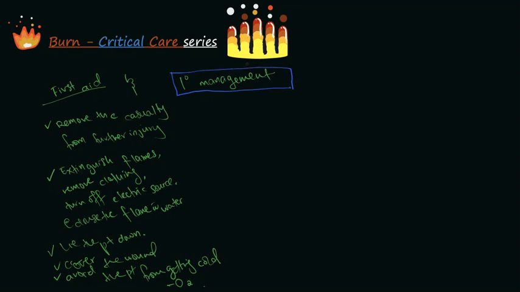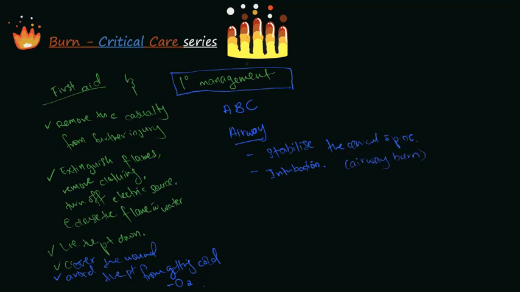Next comes the primary management. Always go back to ABC: the airway, the breathing, and the circulation. Now, airway: if there is a suspicion of cervical injury, please stabilize it. Intubate if there is a suspicion of airway burn.